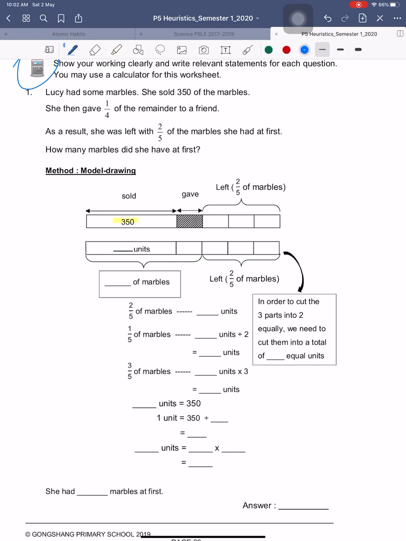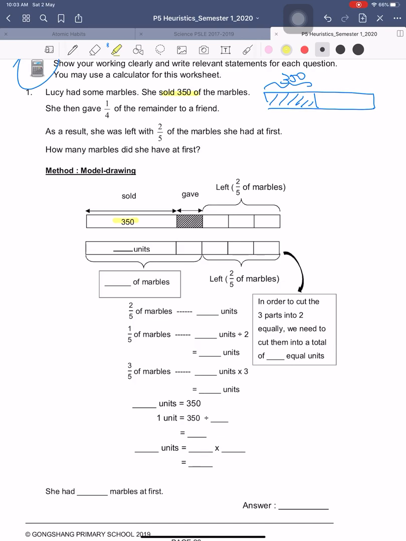Now let's look at this model. I'm going to start from scratch. How do we construct the model? First, Lucy had some marbles, so just draw a bar. Now I know that she sold 350, so say this is my 350. And so this is the second part. First part, we know that she had some marbles. Second part, from the marbles, she sold 350 of them.